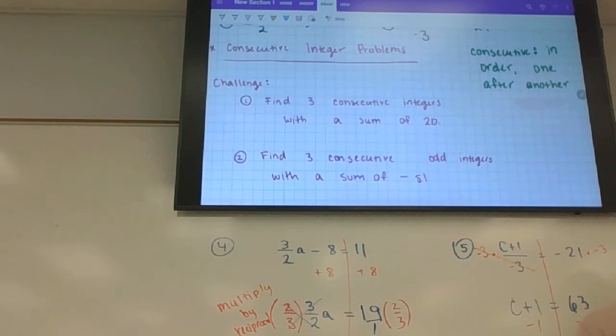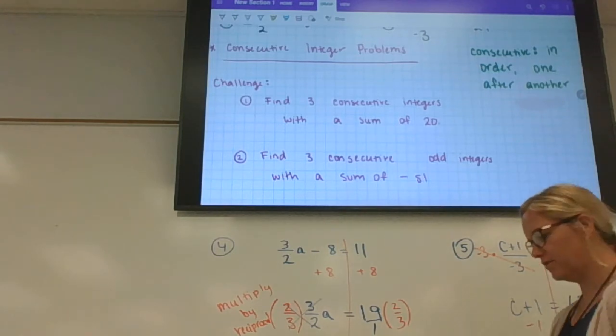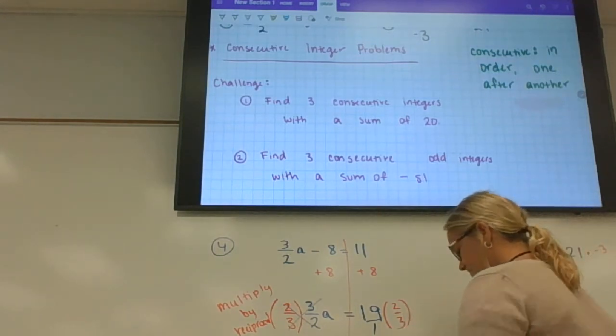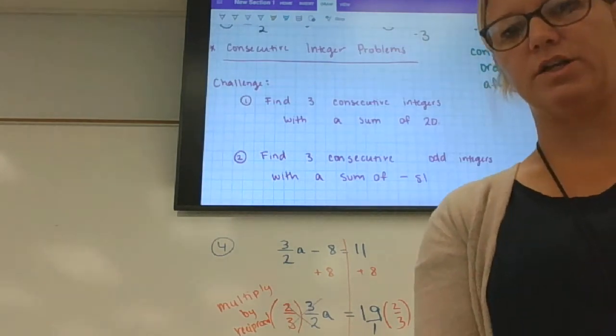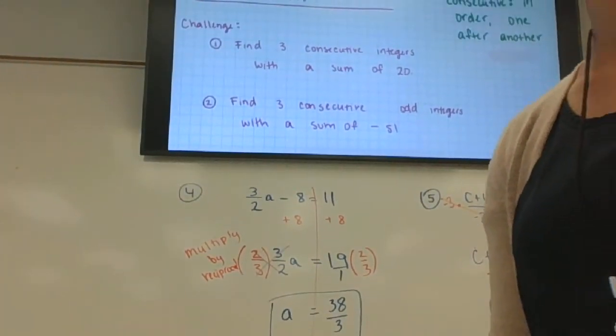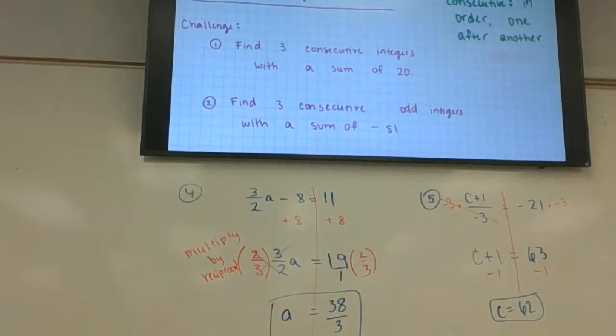So number 1, find 3 consecutive integers with a sum of 20. Go ahead, guys. Try it in your groups. Can you find them? Has anyone found them already? What 3 numbers could you add up together to get a sum of 20? And the numbers are in order.